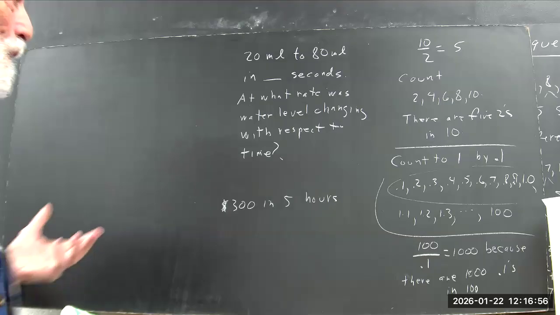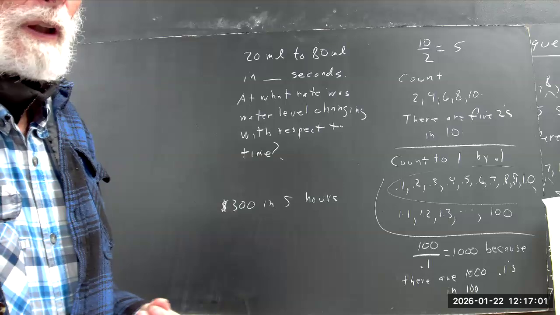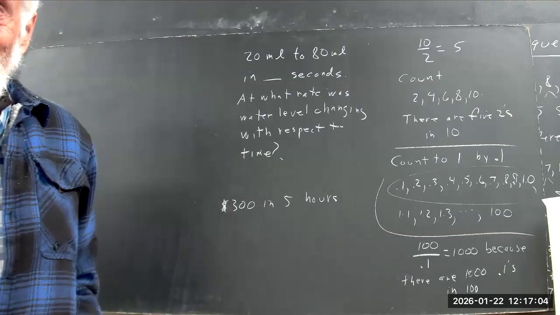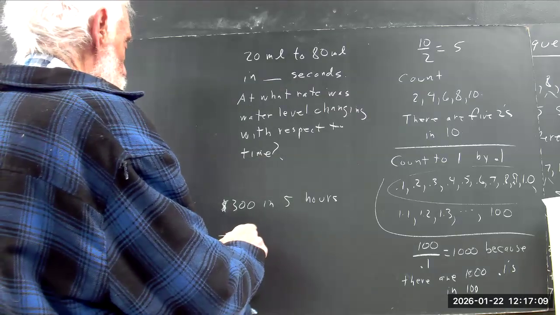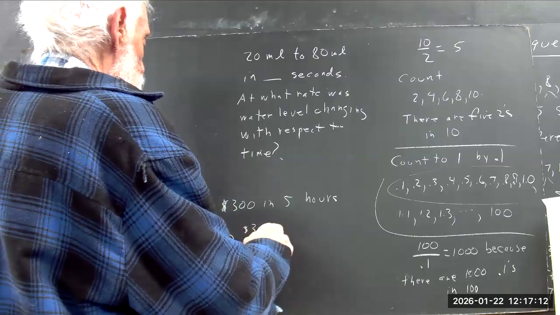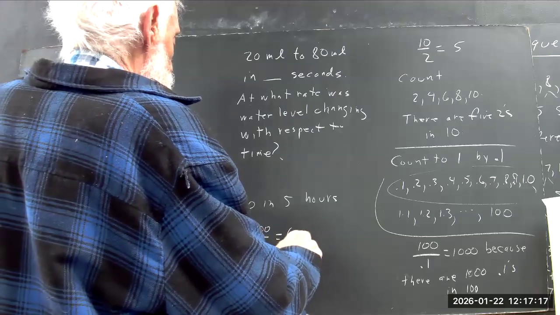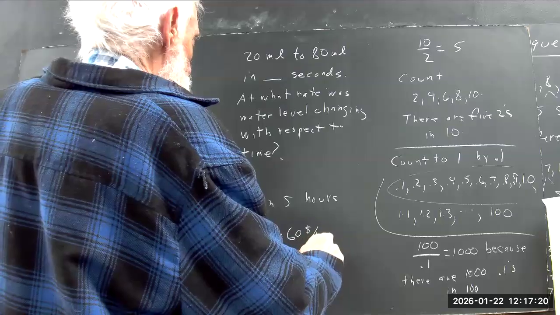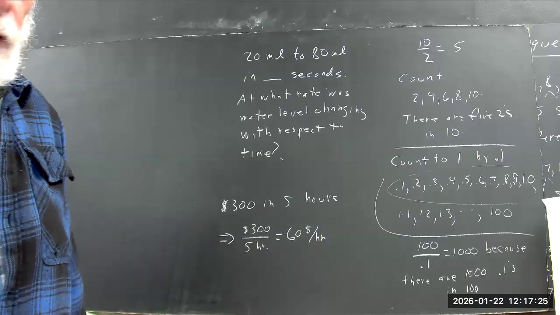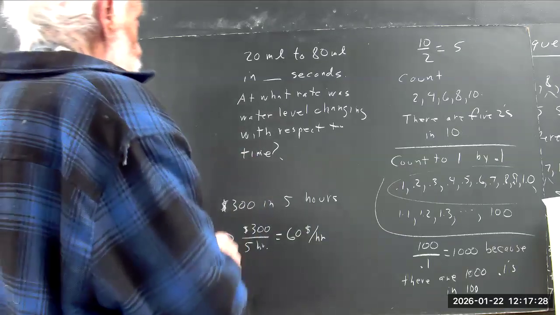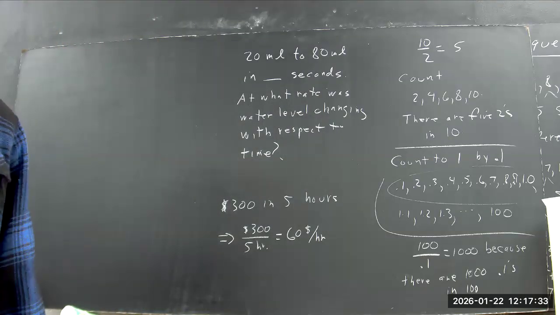Okay. $300 in 5 hours. What's the calculation that you immediately make? Well, I'm making $60 an hour. That's pretty good. Okay. It's $60 over hours. And that's the way you would write out the calculation. Here, well, it depends on how much time you think it took.